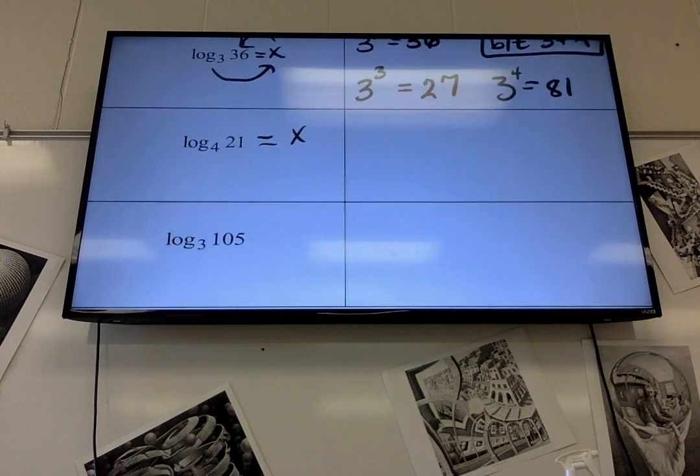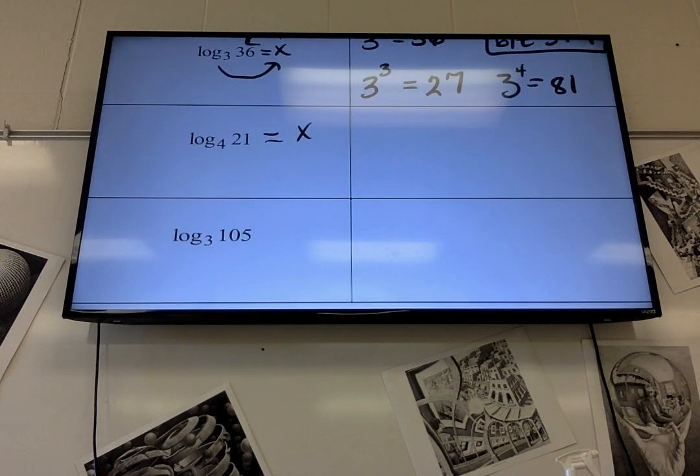And take log base 4 of 21, set it equal to x, rewrite it as an exponential for me, Shelby. 4 to the x equals 21, yes. We can't break 21 down into a power of 4, so 4 to the something is going to be in between. What two numbers is it going to be in between? 2 and 3, yeah, because 4 squared is 16, and 4 cubed is 64. So it's between 2 and 3.